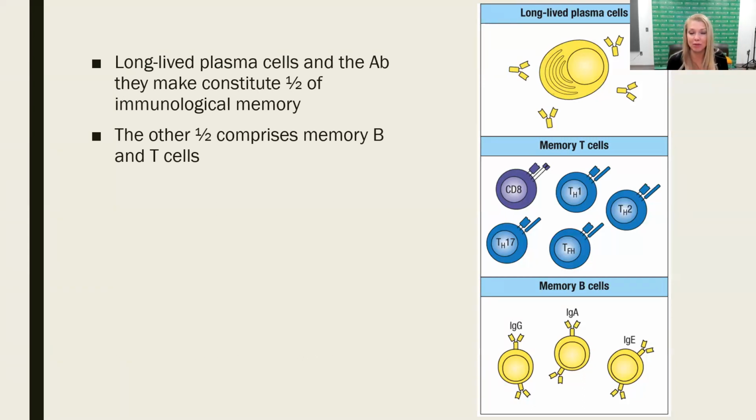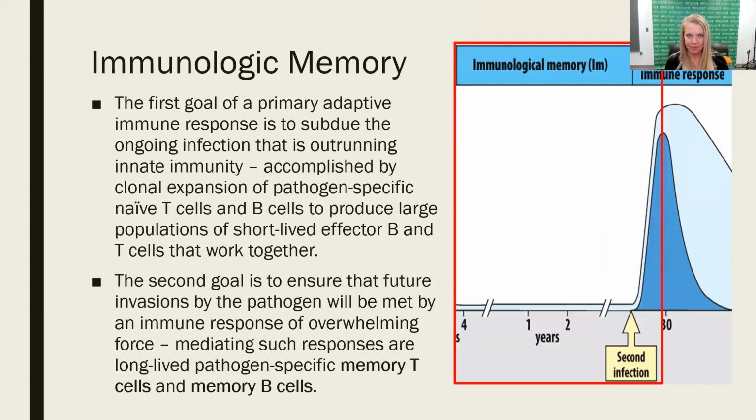And in the case of B cells, they're going to be isotype switched to IgE, IgA, IgE, for example, and so they're ready, they're waiting, but they're not doing anything until they are activated again. So let's talk about when they get activated again.